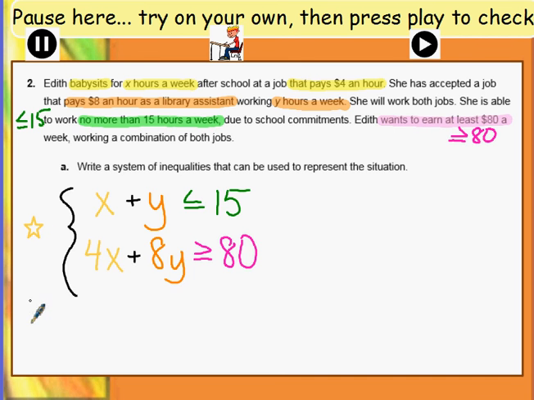Okay, hopefully you came up with this system. As you can see, Edith babysits for so many hours and she also works at the library, but she wants to stay under this limit of 15 hours per week. So she could work 15 hours or less. She makes $4 an hour babysitting, and then she makes $8 an hour working as a librarian assistant. And we want her to make more than or equal to at least this $80 per week. So this is the system you should have come up with.